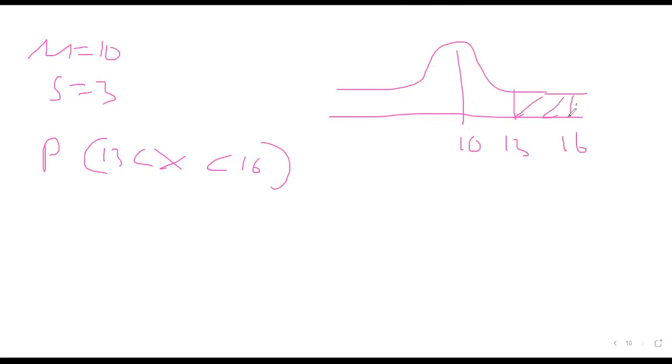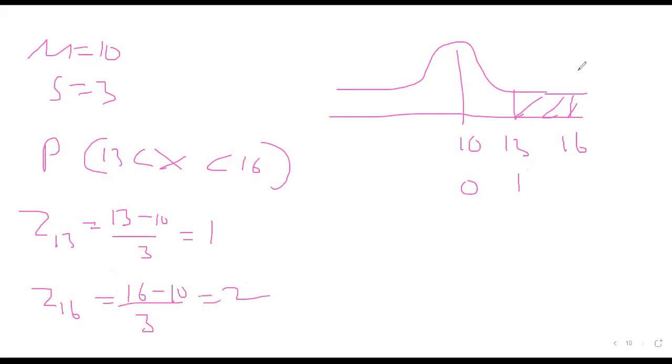So whenever they're on one side, you standardize. Our 10 is equivalent to 0. How about 13? 13 minus 10 is 3. 3 over 3 is 1. So this 13 is equivalent to 1. Then you go to the standardization of the 16. 16 minus 10 over 3, 6 over 3, which is 2. So this is 2. So whenever they're on one side, you get the z for the larger number minus the z for the smaller number.